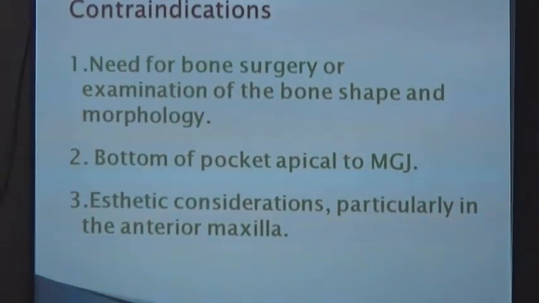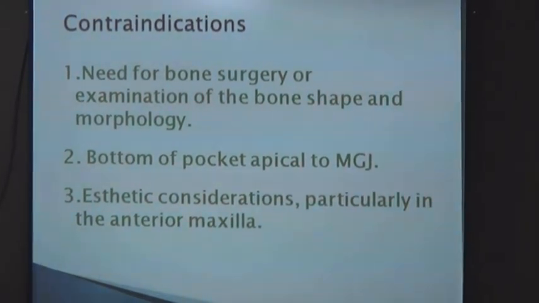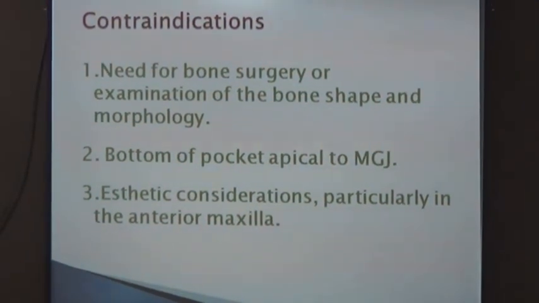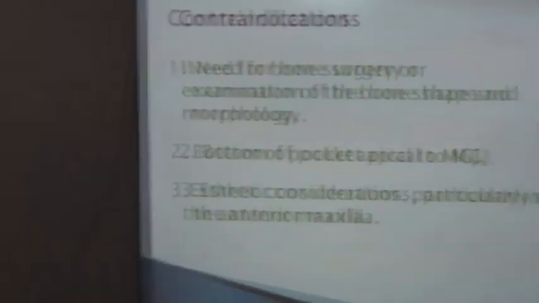And bottom of the pocket apical to the mucogingival junction and aesthetic considerations, particularly in the anterior maxilla. These are the things contraindicated. Okay. Here, what point they will give in MCQs, usually they will give the second point. Bottom of the pocket apical to the mucogingival junction. They will put gingivectomy, gingivoplasty, flap and all other things. You should go ahead with the flap. So if the bottom of the pocket is apical to the mucogingival junction, you should not do a gingivectomy.